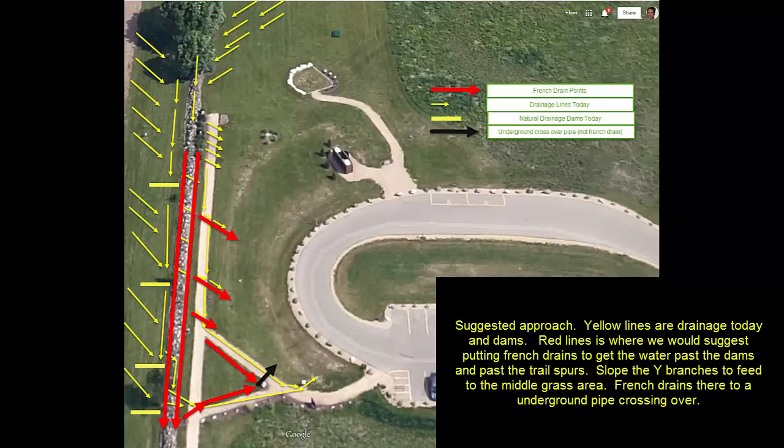And then you can see the drainage going in the Y to catch anything that might have got across, and then an underground pipe to cross over at the intersection of the Y as the last step. So that's basically what we think now that we've looked at the drainage in detail is the best way to solve this erosion problem, and we're going to look to kind of get approval off that.